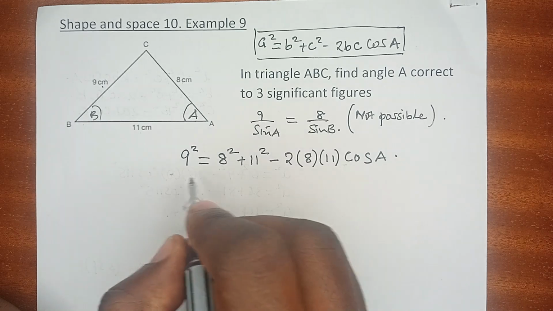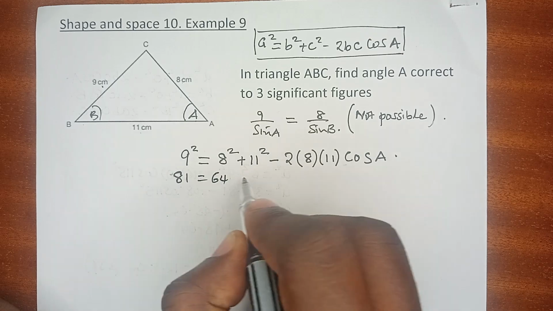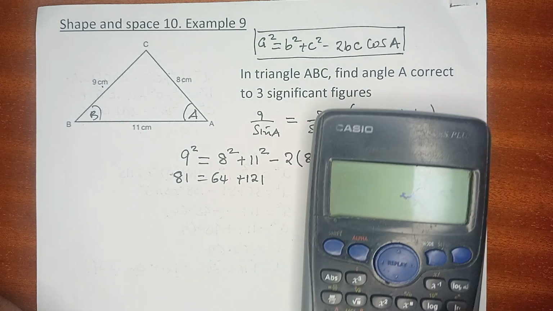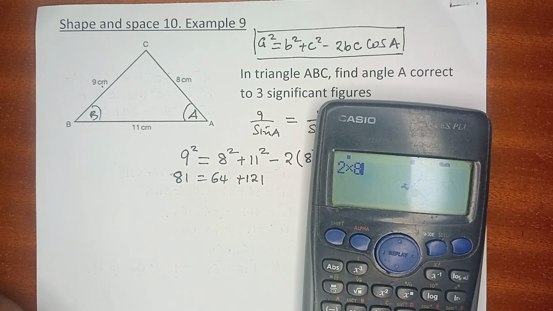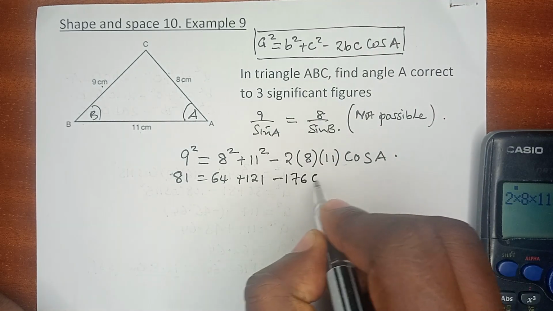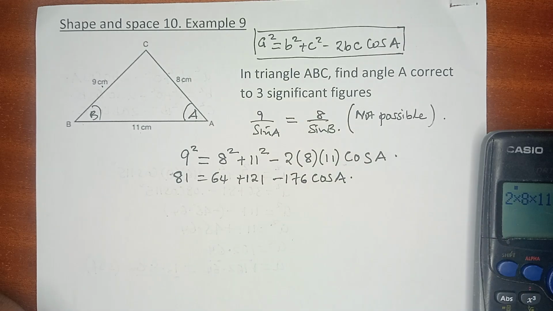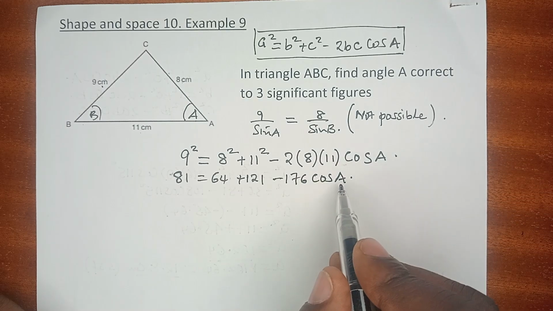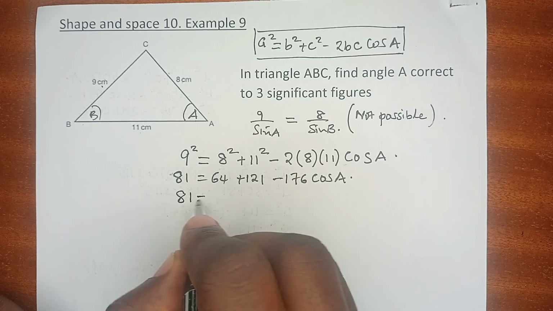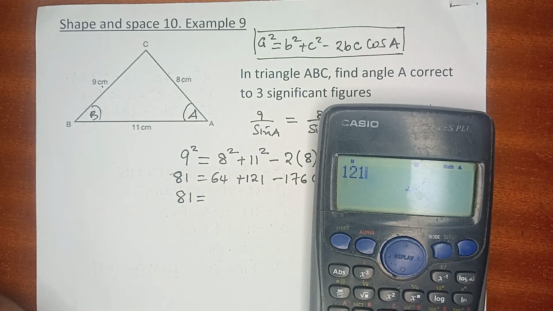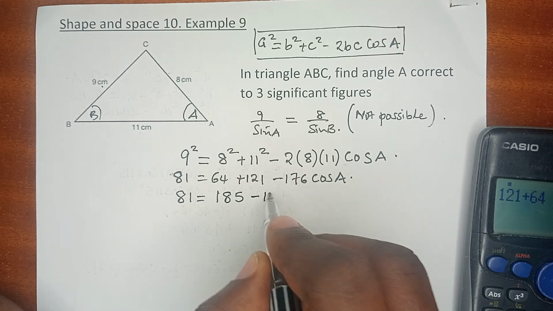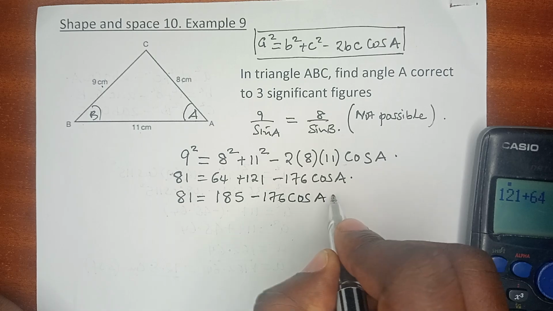As you can see, this is basically 81 equals 64 plus 121 minus 2 times 8 times 11, which is 176, multiplied by the cosine of A. This one is very direct because we only have one unknown, which is the angle A. So we have 81 equals 121 plus 64, which is 185, minus 176 multiplied by the cosine of A.